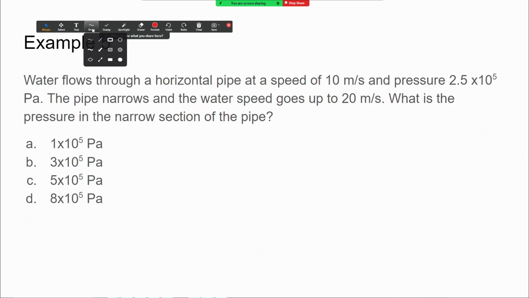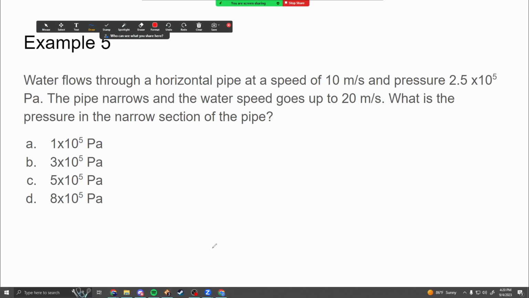The water flows through a horizontal pipe at a speed of 10 meters per second and a pressure of 250,000 pascals. The pipe narrows and the water speed goes up to 20 meters per second. So what is the pressure in the narrow section of the pipe? First thing that we notice, this is a horizontal pipe, and that's very important because that means that one of our terms in Bernoulli's equation is going to go away. But I will write out the whole thing just for the sake of actually seeing that.